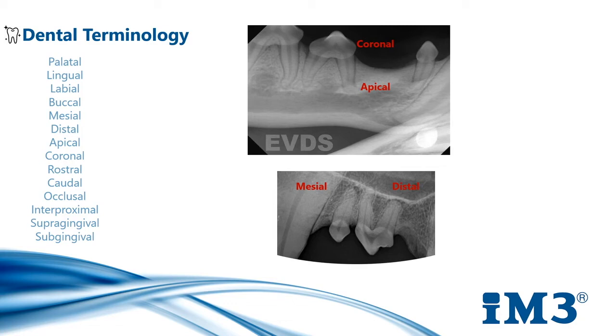Occlusal is the surface closest to the corresponding teeth on the opposite dental arch. Interproximal is the surface between adjacent teeth. Supragingival is coronal, so above the gingival margin, and subgingival is apical, below the gingival margin.